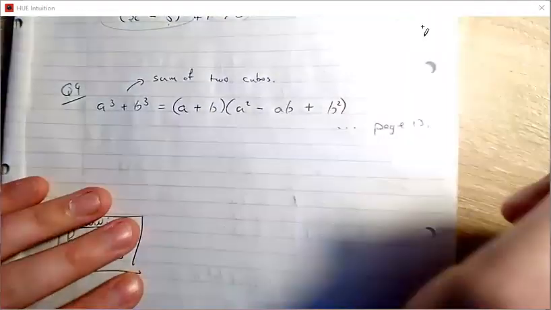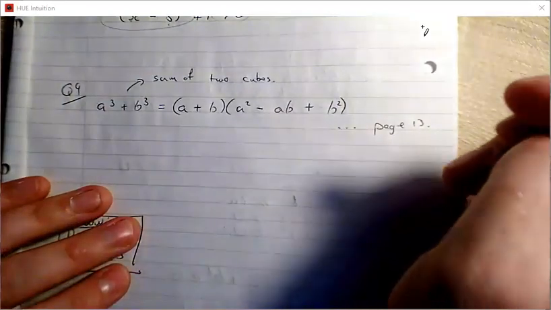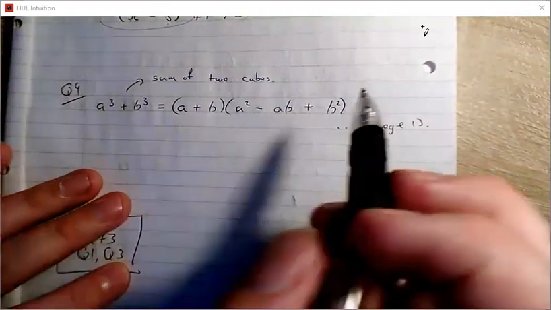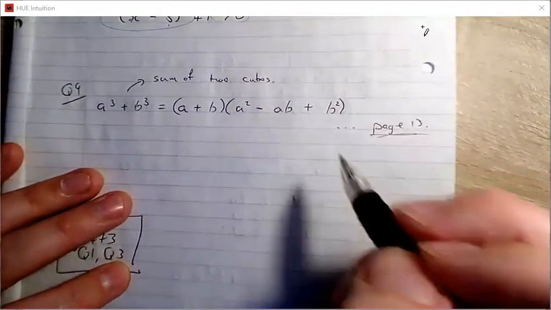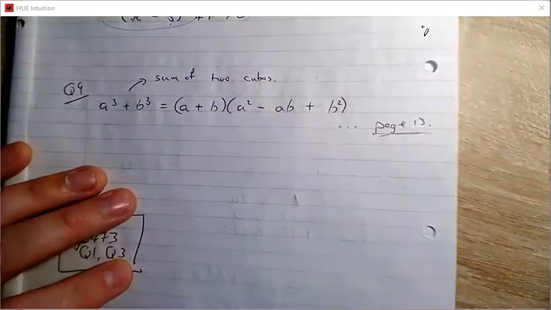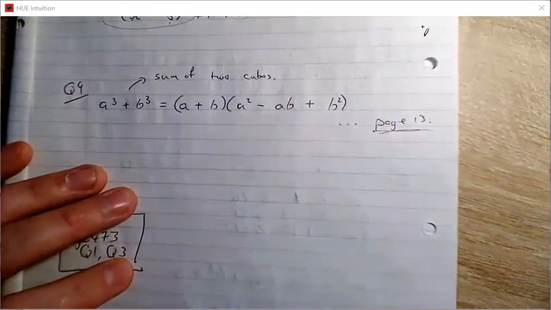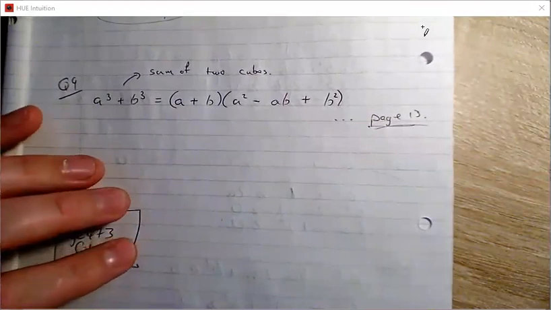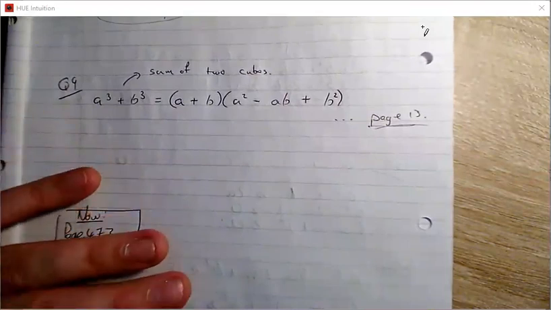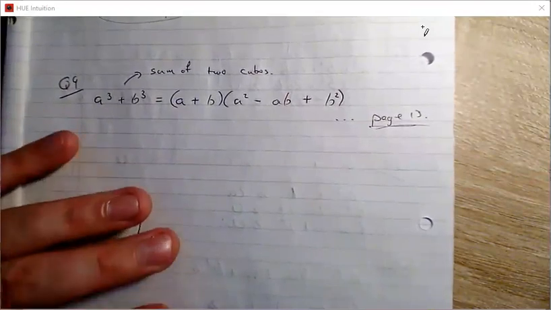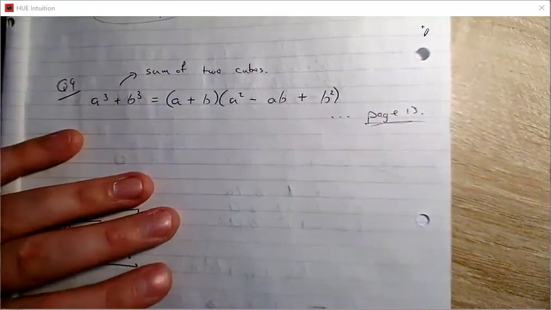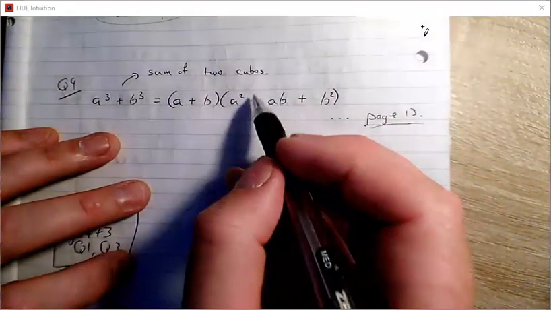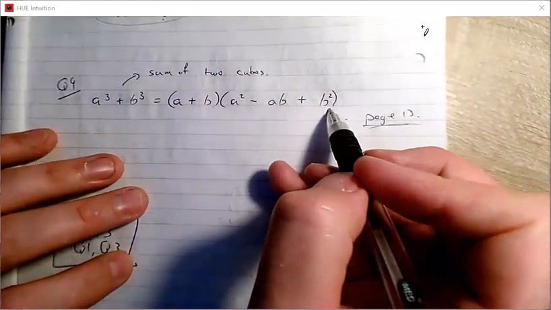I'll finish up here with question 9, which says factorize a cubed plus b cubed. But that's the sum of 2 cubes. If you go back all the way to chapter 1, page 13 in this textbook, you'll see an expression for the sum of 2 cubes. You might have learnt it off or found some way to remember it, hopefully, because it comes up reasonably often, and it's a good one to have in the toolkit to have learnt that off. Here it is anyway. It's a plus b multiplied by a squared minus ab plus b squared.